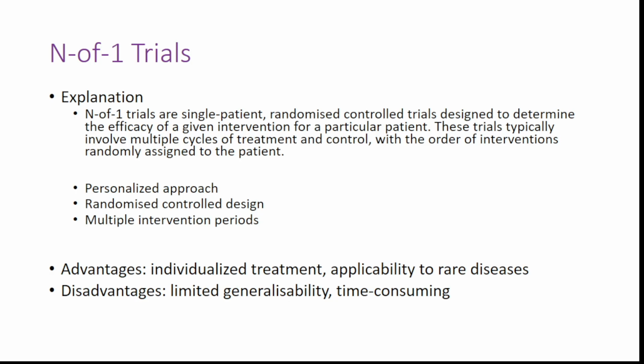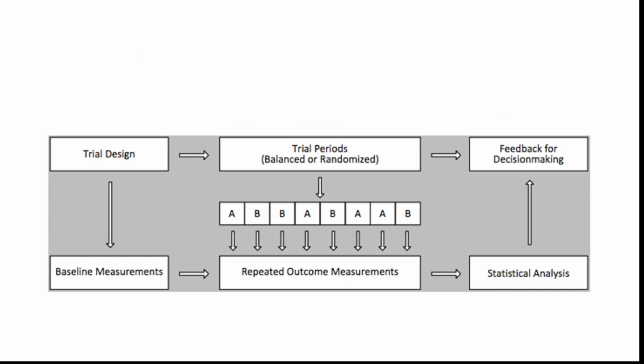N of 1 trial, so this is a randomised trial with just one person in it. How good is that? It depends on who you ask, probably. But this is where a person, usually in rare diseases, it's very personalised, where you're usually randomising treatment components to the person over periods of time and evaluating outcomes in that person after each randomisation step. But each person could be randomised multiply to different levels.